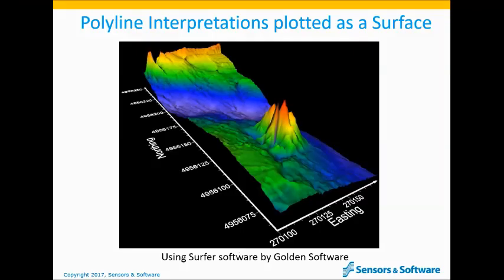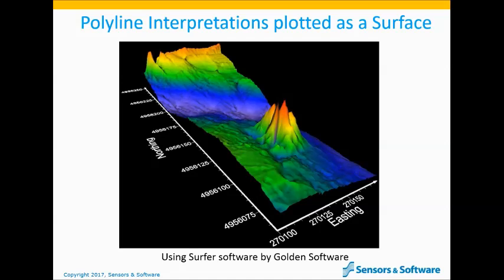So here is taking all the polyline interpretations and plotting them as a surface. And this is a surface of the bottom of the lake. Now, I want to note that this surface plot was not done in Echo Project. It required a third-party plotting software called Surfer, which is done by Golden Software. And I know some of you are going to be familiar with that software. But the point is that Echo Project allows you to extract that information so that you can make these types of plots.